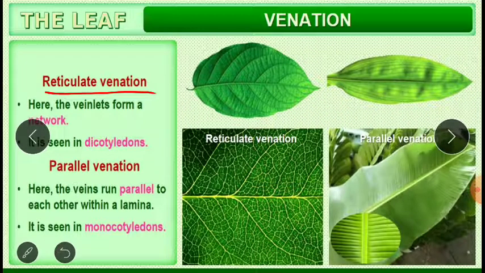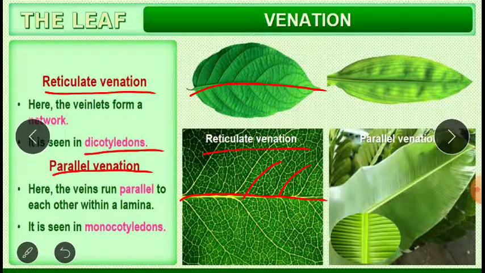Reticulate venation. Here you can see, here the veinlets form a network. So you can see the reticulate venation, how the midrib is present, and from it many veinlets come, which form a network-like structure in the leaf. It is mainly seen in the dicotyledons. Examples, you can take your groundnuts or cereals. You can see the dicotyledons are having reticulate venation.